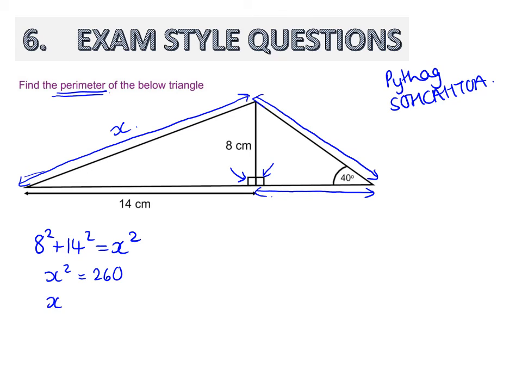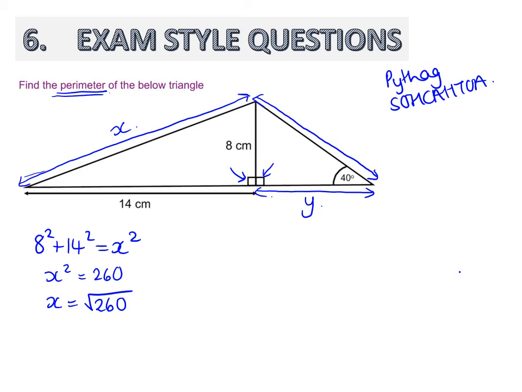And because that's not the end of the question, I'm just going to leave that as root 260. I'm not going to round it for now. So then, once I've worked that one out, I'm now going to look at this right hand side of the triangle. And I've been given an angle, so I know that this is going to involve SOHCAHTOA somehow. So the first one that I'm going to work out is this side here. I'm going to call that y.